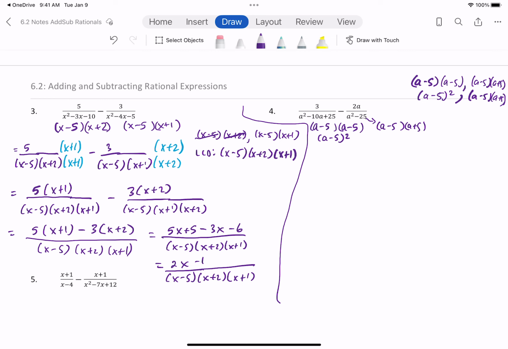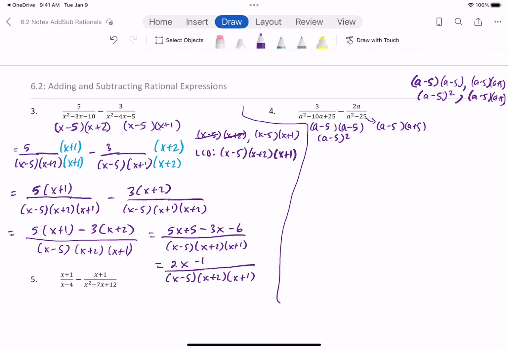So in the last problem, my first denominator was x minus 5, x plus 2, and my second one was x minus 5, x plus 1. We only needed one of the x minus 5 terms in the LCD because we need at least one of each unique thing to the two different denominators. So the x minus 5 in those, one was in the first denominator and one was in the second.